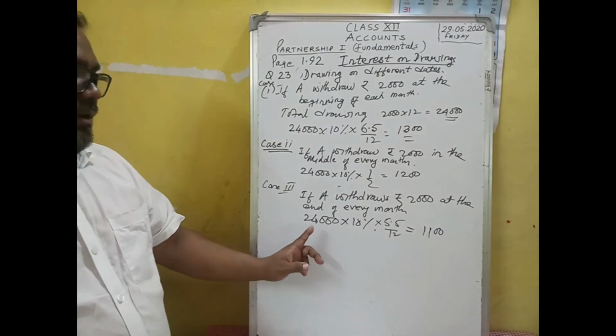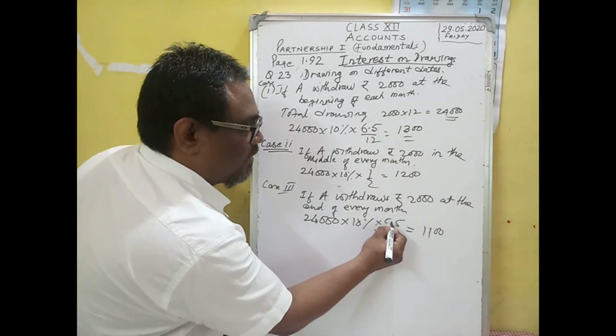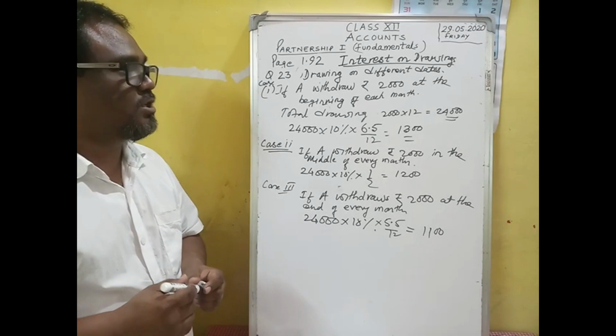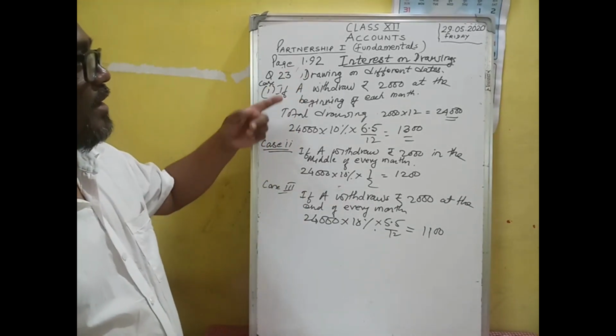5.5 divided by 12. 24,000 into 10% is 10 by 100 into 5.5 divided by 12, the amount will be 1100. So this is how you calculate the interest on drawing on the different dates.